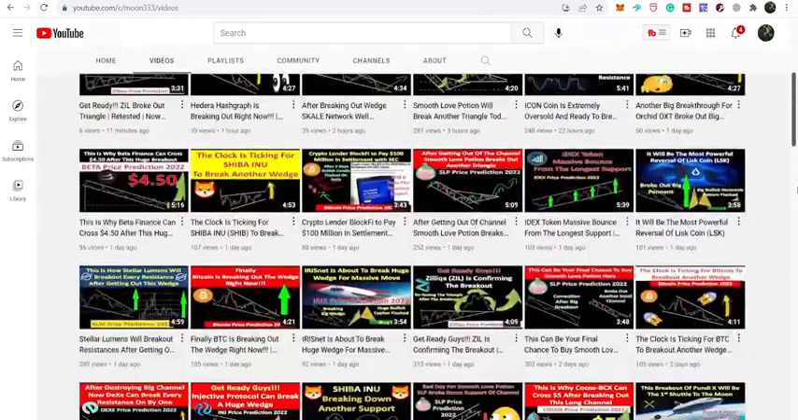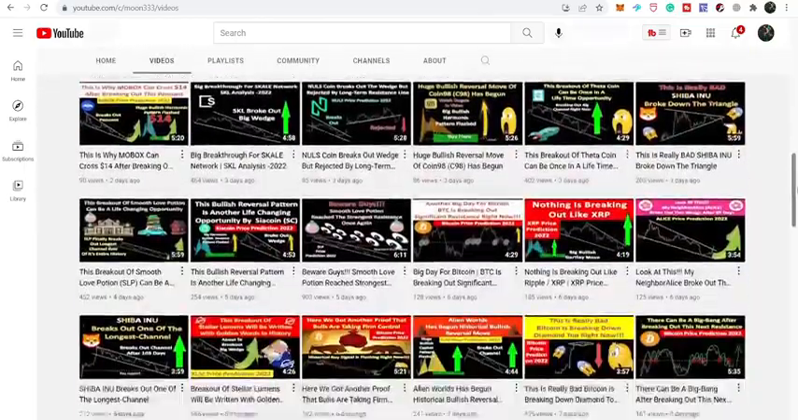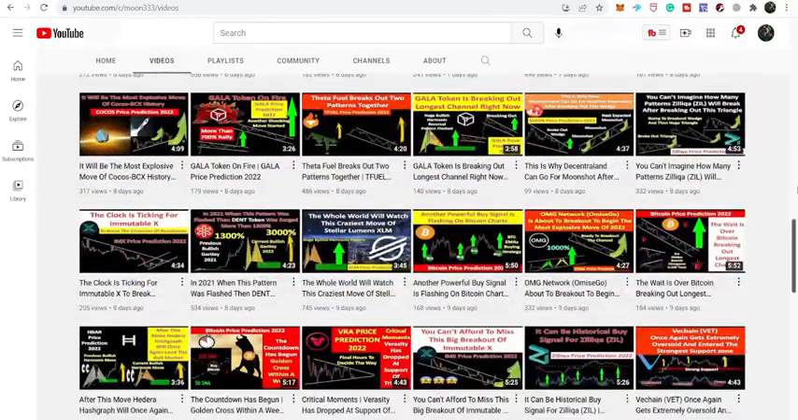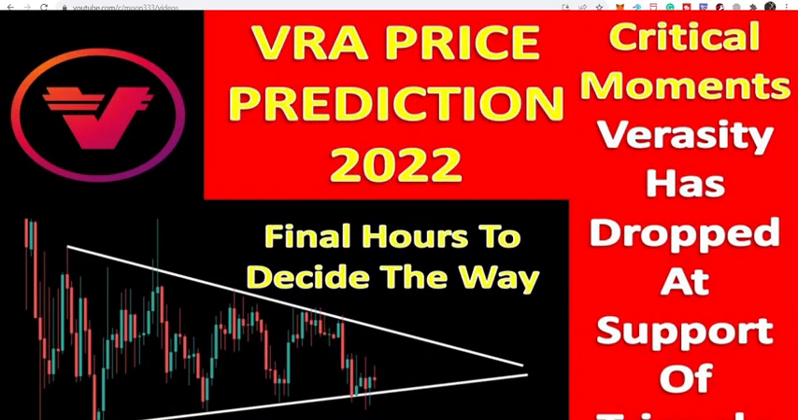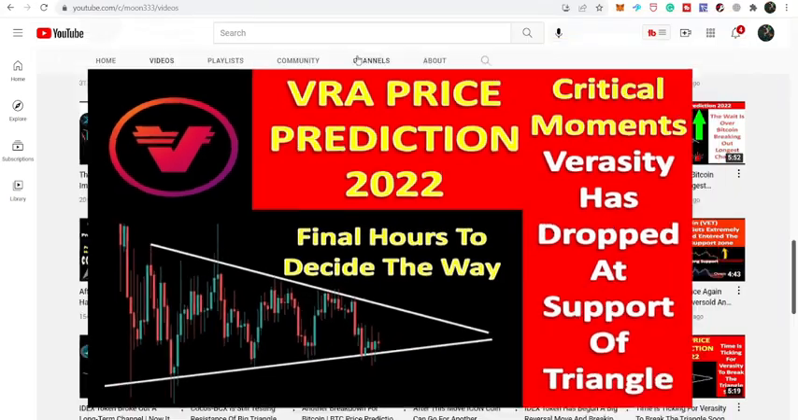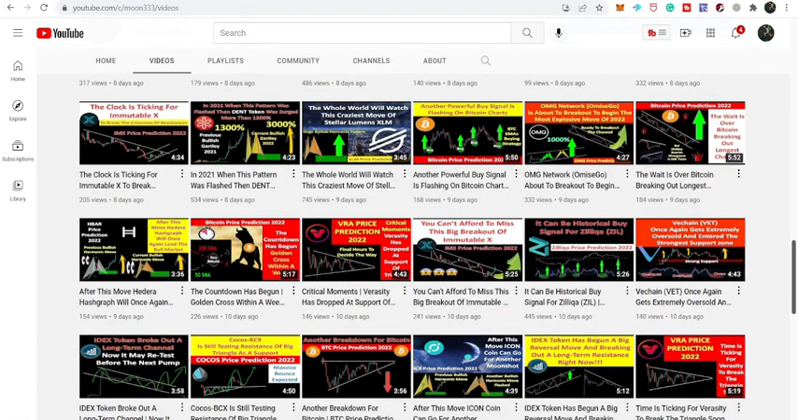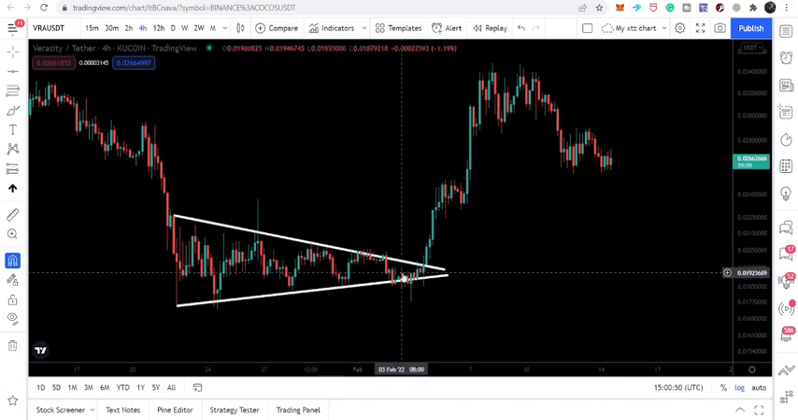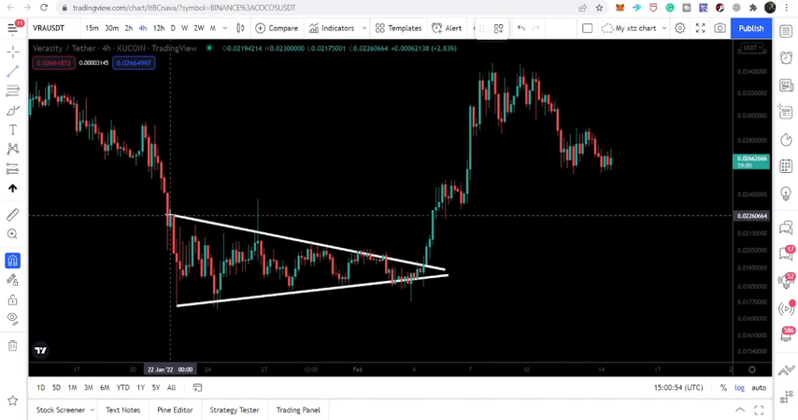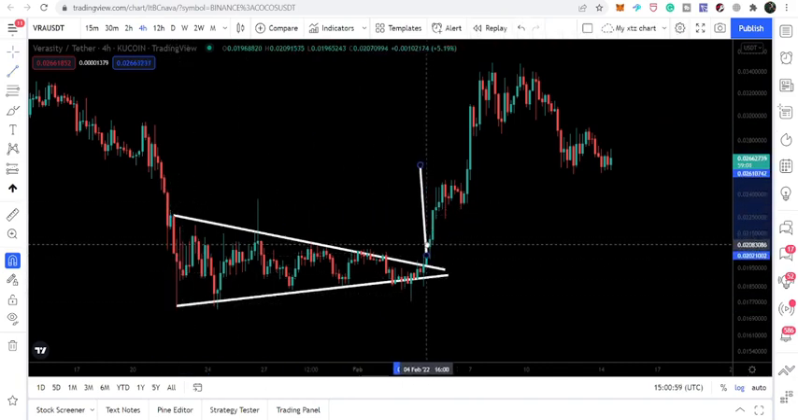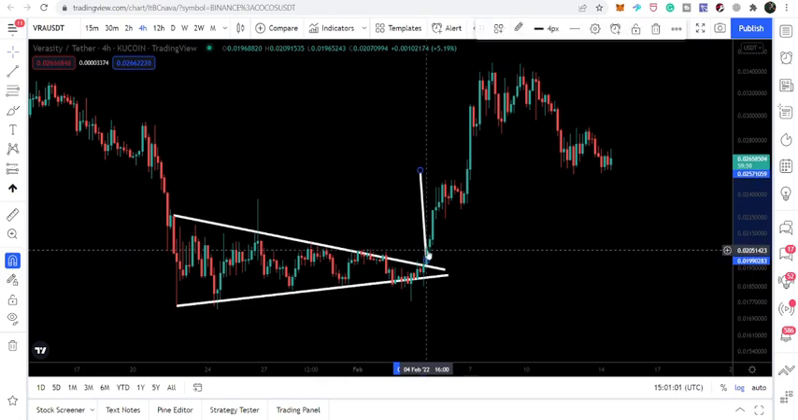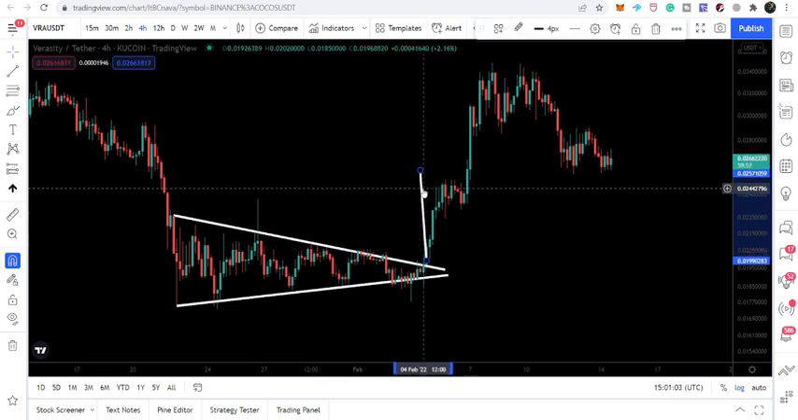First of all, let me recall my previous video that I shared almost 10 days ago, when I told you that the price line of Verasity can break out this triangle, and after breaking out this triangle it can also break out a big channel as well. And we can see that the price line broke out the resistance, and our target for this triangle after the breakout was approximately at 2.5 cents, and we can see that the price line has even rallied beyond the targets.